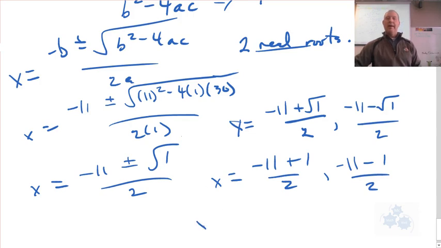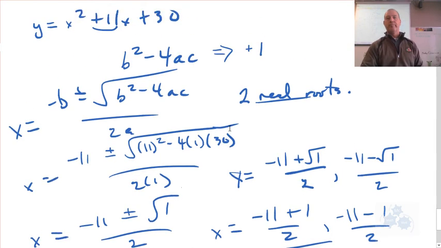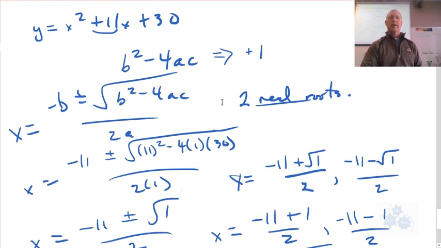So we have, what is this? Negative 10 over 2 is negative 5, and negative 12 over 2 is negative 6. So those are your roots. Quadratic formula gives you that. 2 real roots. Yeah, I see I wrote 1 there.